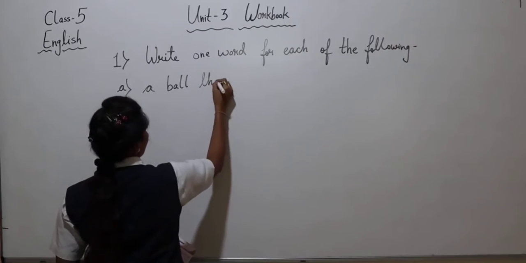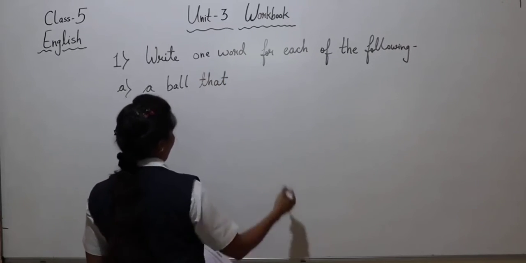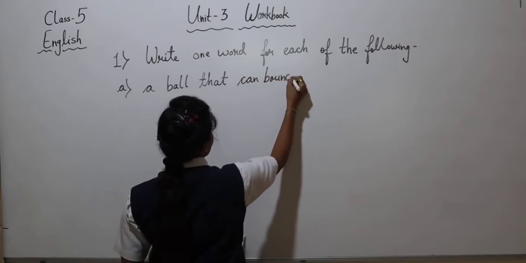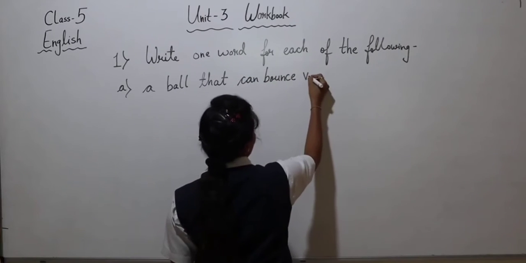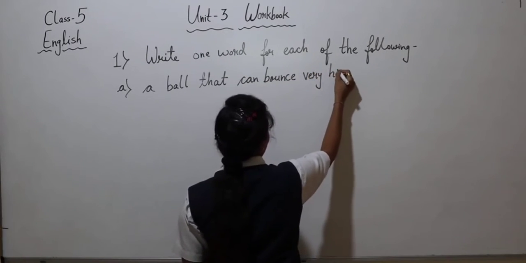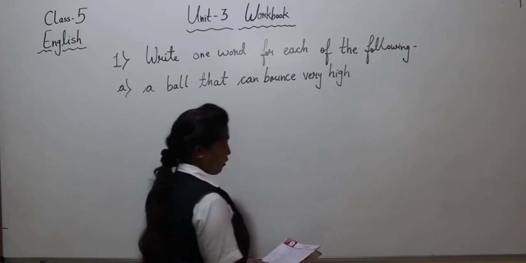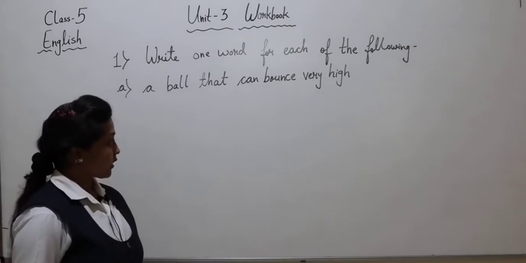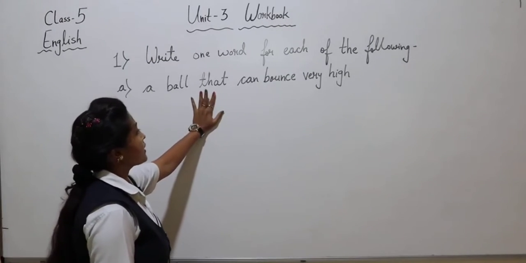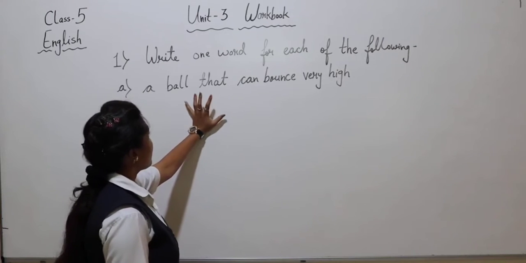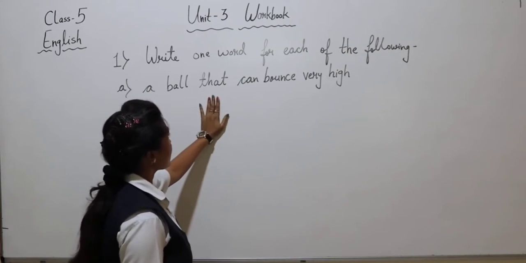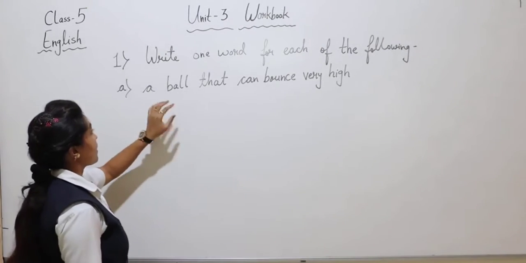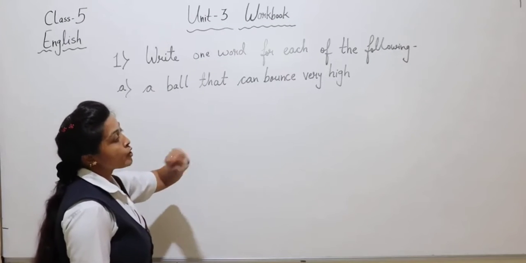A ball that can bounce very high. Now what we have to do, we have to write down one word for this given sentence, or the group of words. A ball that can bounce very high.